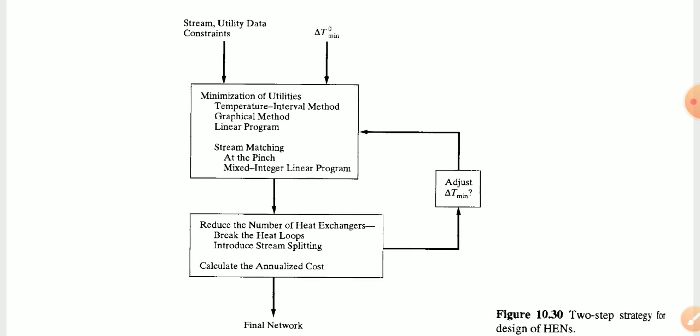Stream utility data constraint, if we look at it, delta T is the minimum part. The minimization of cost: temperature interval method, graphical method, linear programming, stream matching at a pinch point, mixed integer linear programming, reduce the number of heat exchangers, break the heat loops, introduce stream splitting, calculate the analyzed cost for a final network. Two-step strategy for design of a heat exchanger network system.